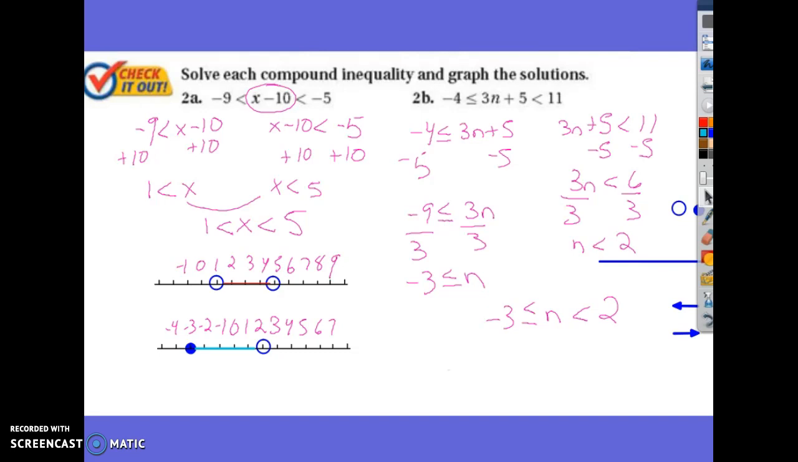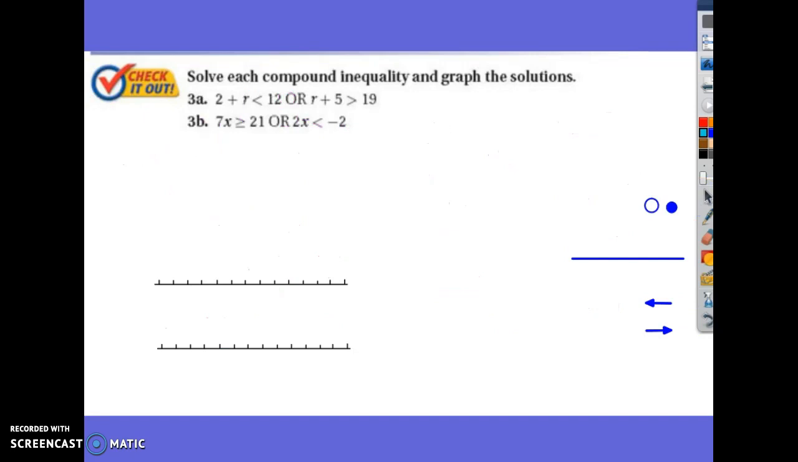So those two examples were examples of and inequalities. The next two that we're going to look at are or. So notice that the joining word is or here. The first inequality we're going to look at is 2 plus r is less than 12, or r plus 5 is greater than 19. So I'm going to subtract 2, r is less than 10. And over here, I'm going to subtract 5, and I'm going to get r is greater than 14.